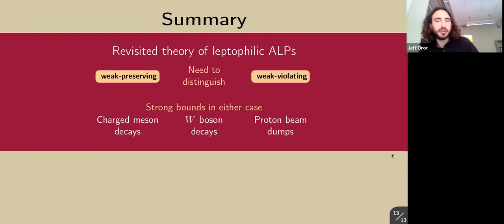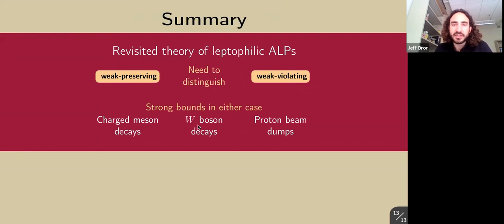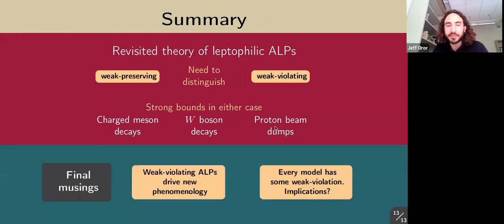And with that, I just want to conclude. The big point that we tried to understand is what is really the theory of leptophilic axions. And the surprise that I did not expect coming into this project, but learned as we went along, is that you really have to distinguish two different cases. One is the possibility that these interactions commute with electroweak symmetry, or that they preserve electroweak symmetry, and the other is that they are weak violating. And there are strong bounds in these various different cases from charged meson decays, W boson decays, and proton beam dumps.